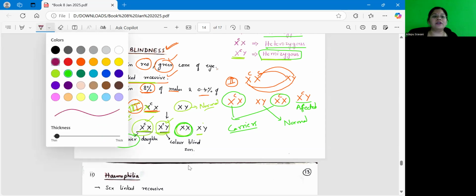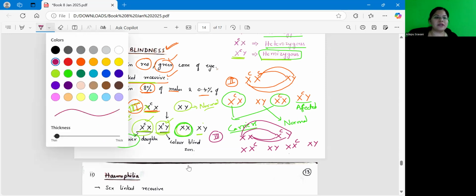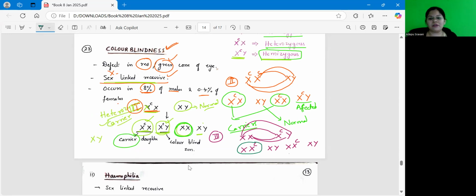Now I can have the third condition also, wherein the female is normal but the male is affected, like this. What happens in this case? When it is crossed, this X goes with this XC. Again, this goes with Y. This X goes with this XC, and again this goes with Y. Now let us analyze. This is female, here also we have female. Both the females are carriers. Both the males are normal. So these are the three conditions they can ask you in the exam.